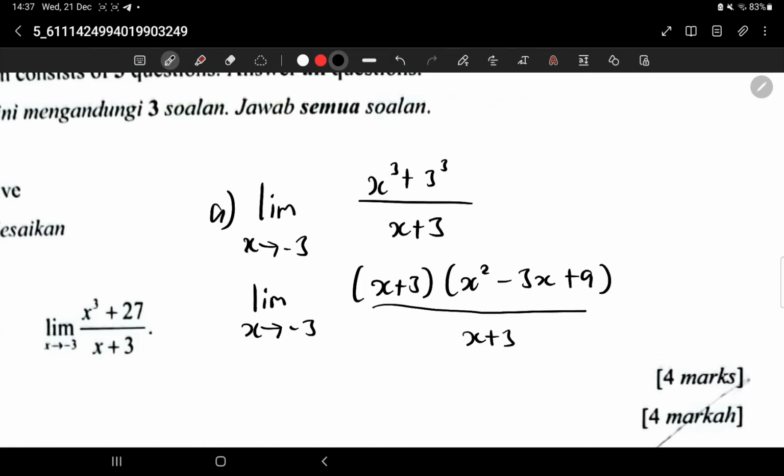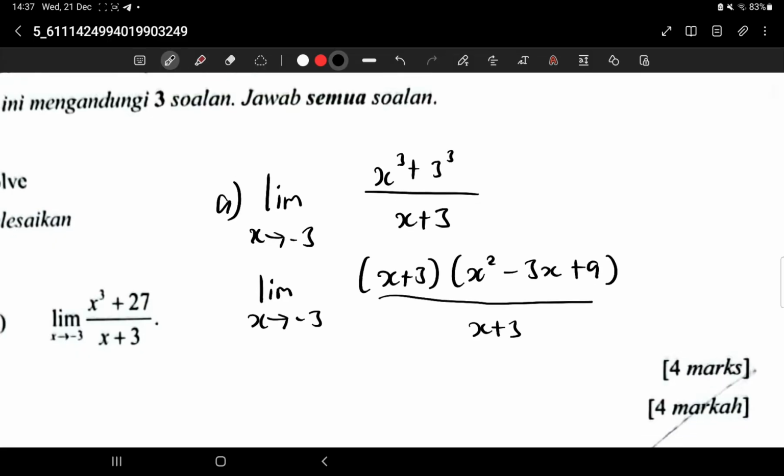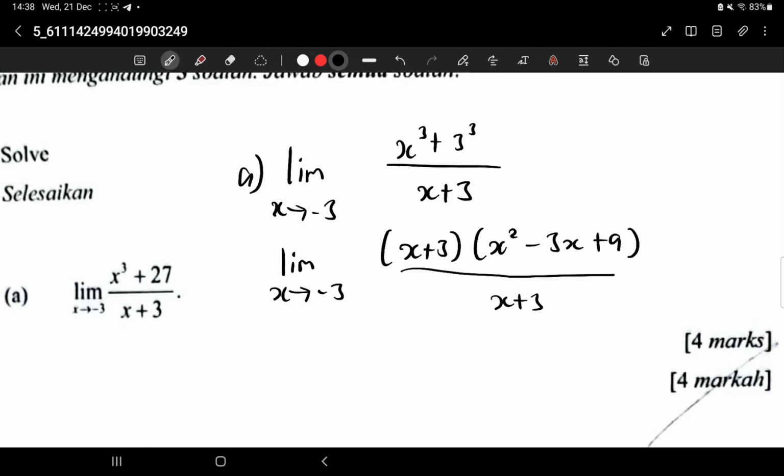So let me check whether that is correct. Did I do it correctly? I think I made a mistake somewhere, but let me check. I think I did it wrongly in the sign of 3x. Wait. x to the power 3 plus b to the power 3. Yeah, I'm correct. So a plus b. Yeah, so essentially I will get the value.